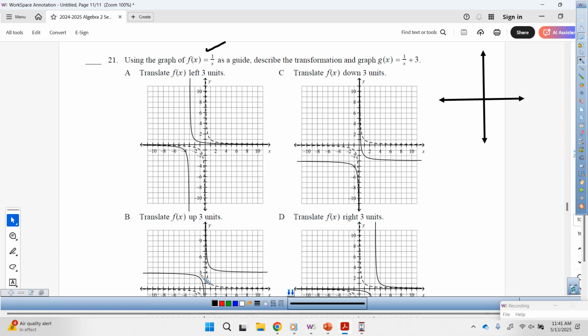The parent function for this one, we know that our VA is x equals 0. And our HA is f of x equal to 0. And our graph for this parent function, f of x, 1 over x: 1 to the right, 1 up. 1 to the left, 1 down.